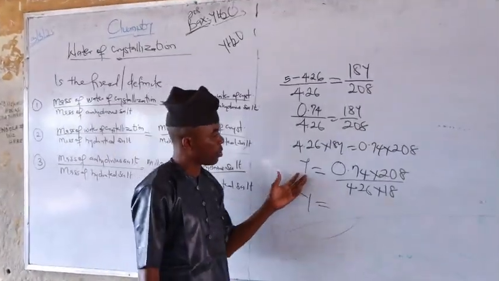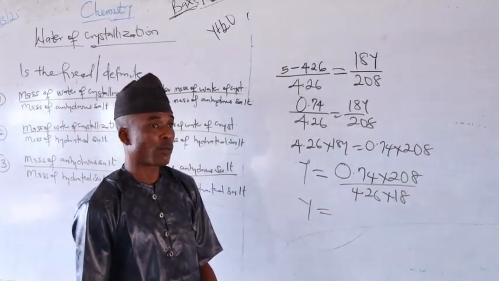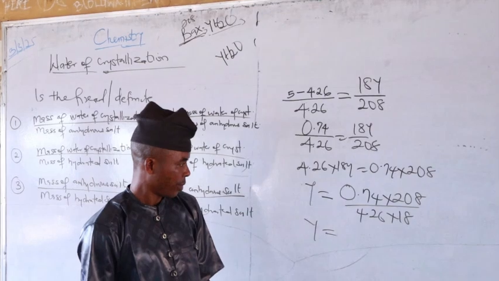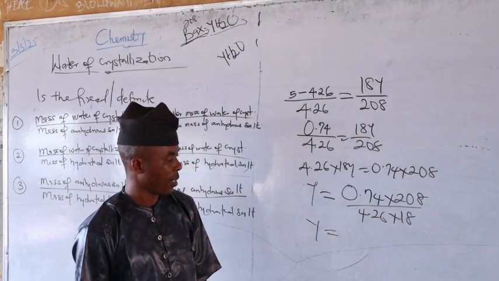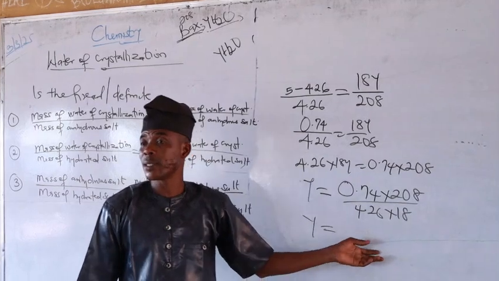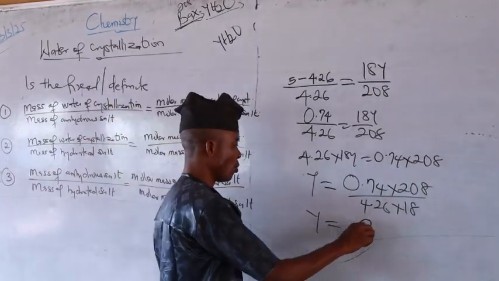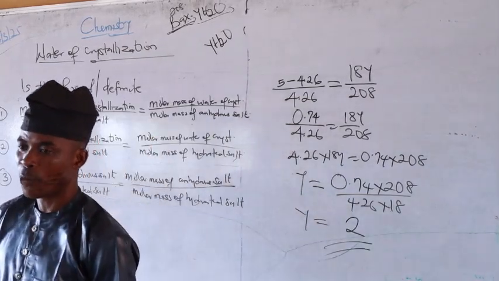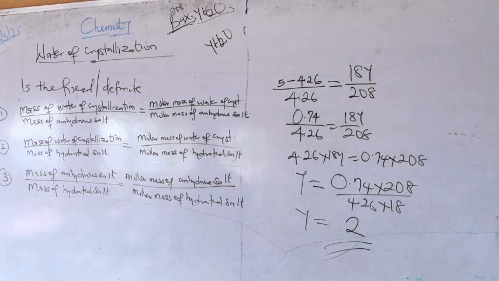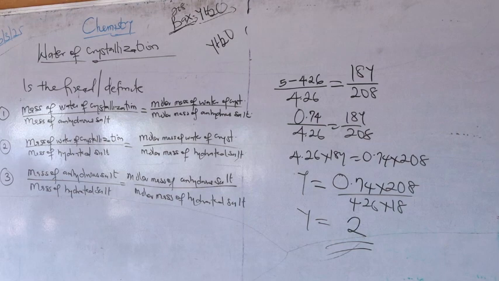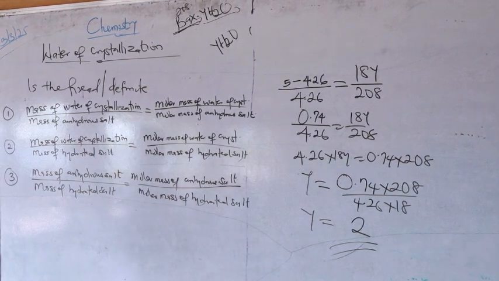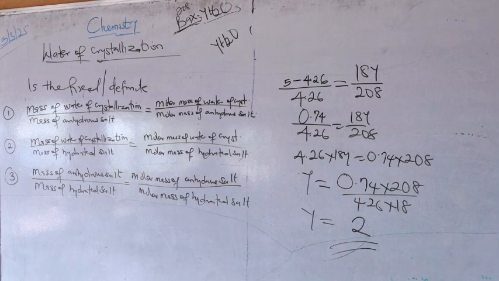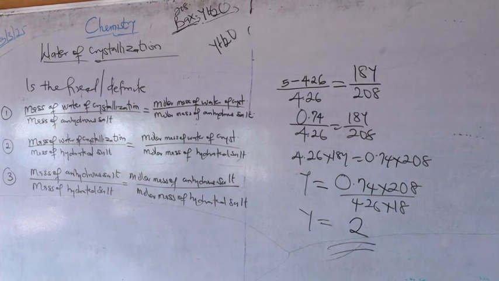Making Y the subject of the formula, you have Y is equal to 0.74 times 208 divided by 4.26 times 18. So what value do you get here? 2. So Y is equal to 2. It means the number of molecules of water of crystallization attached to that salt is 2. Remember, your answer must always be a whole number. That's why I said water of crystallization is the definite or fixed amount of water that is chemically combined. So let's look at one example.